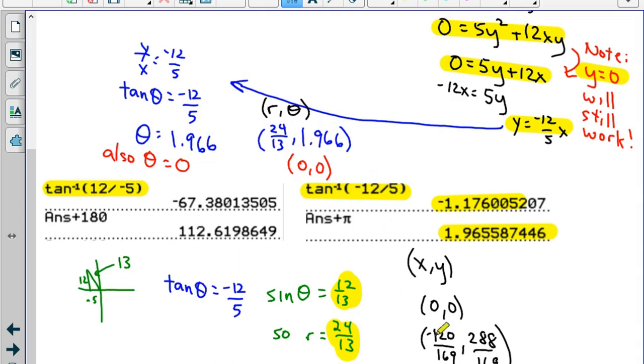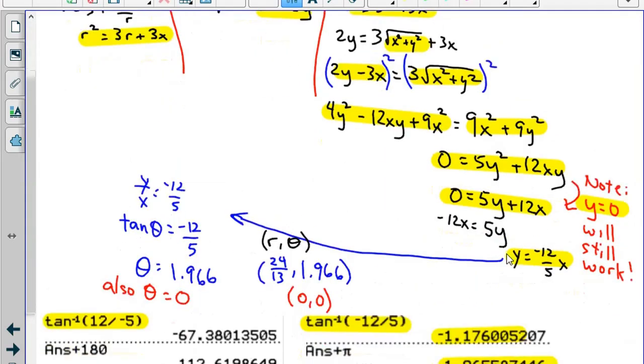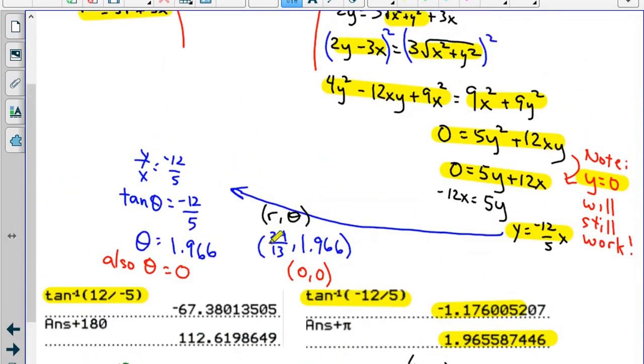If I wanted to get that in rectangular form, I get negative 120 over 169 and 288 over 169. And I basically just get that by subbing things in for x and y in these problems up here. So my rectangular coordinates are 0, 0, and negative 120 over 169, 288 over 169. And then my r, theta is 24/13, 1.966, and at 0, 0.